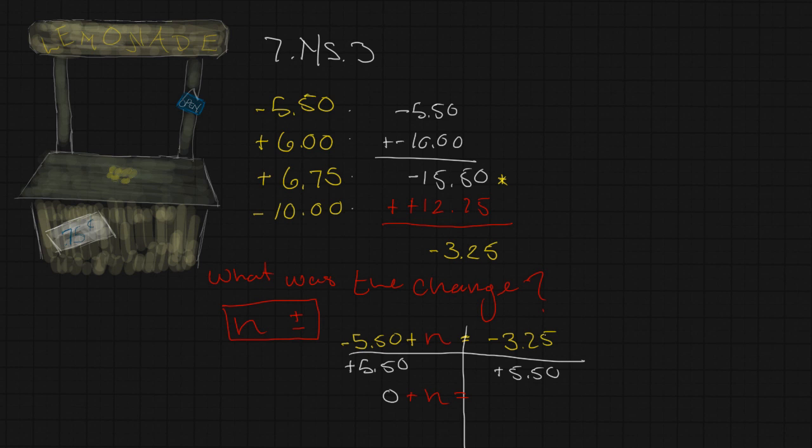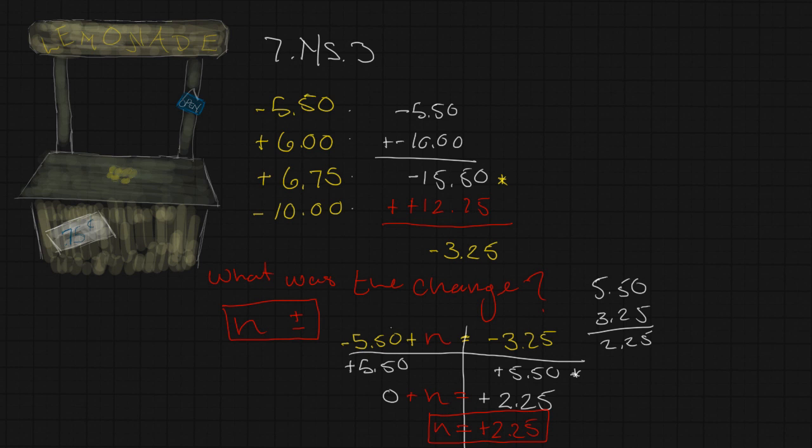Now, when I add these two numbers, it looks like the answer will be positive because positive 5.50 has a greater absolute value or a greater magnitude. And I'm going to quickly find the difference between these two things. So 5.50 and 3.25 comes out to be $2.25. It appears that the total difference in the amount of money I started with and I ended with is positive $2.25. And let's see if that makes sense.